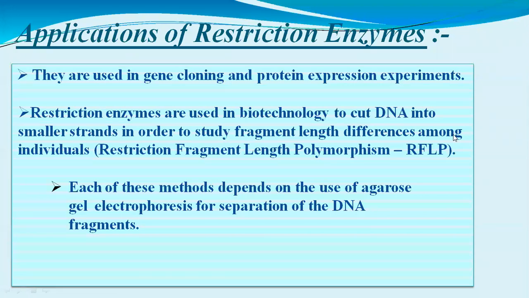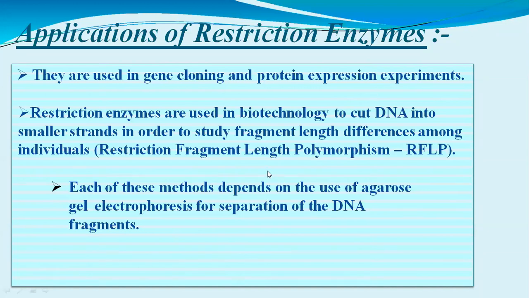So next is applications of restriction enzymes. They are used in gene cloning and protein expression experiments. Restriction enzymes are used in biotechnology to cut DNA into smaller strands and to study the fragment length differences among individuals. That experiment is known as restriction fragment length polymorphism. And each of these methods depends on the use of agarose gel electrophoresis for separation of the DNA fragments, right?